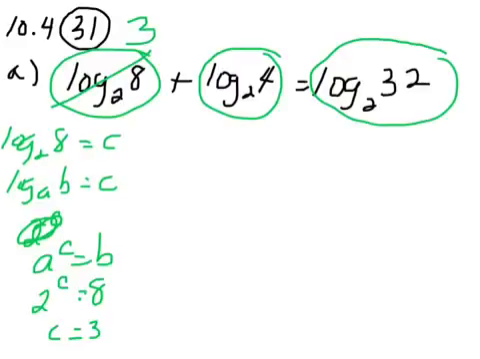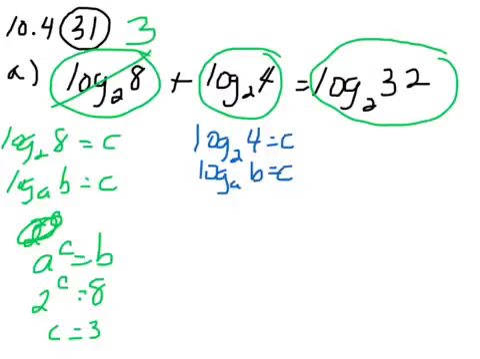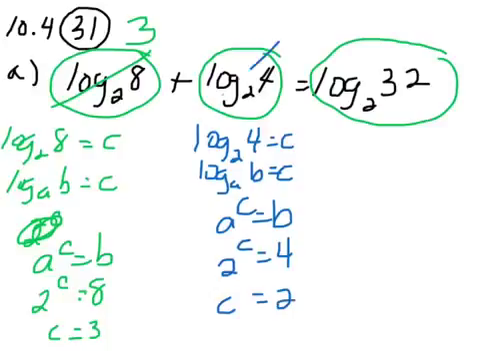Now let's look at the next one. Log 2 of 4 equals some number C. If we label that log A, B, C, we'll rewrite it as 2 to the C power is 4. Oh, 2 squared is 4, so C is 2 here. So this number is 2.